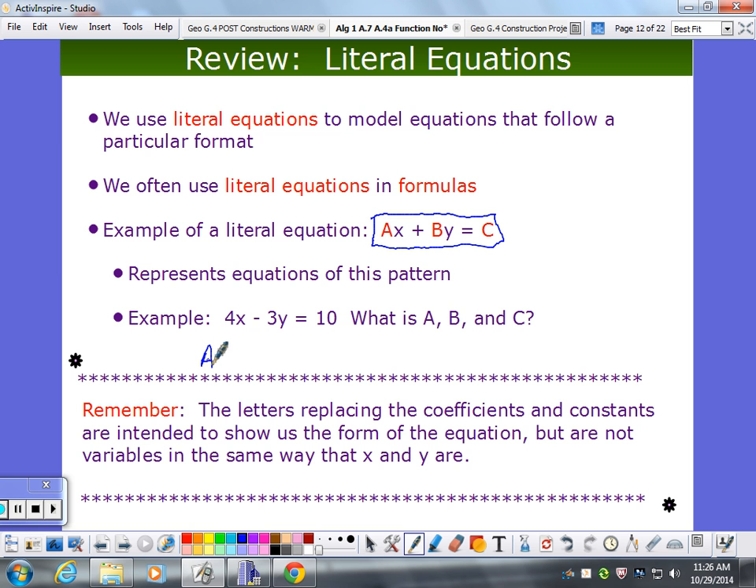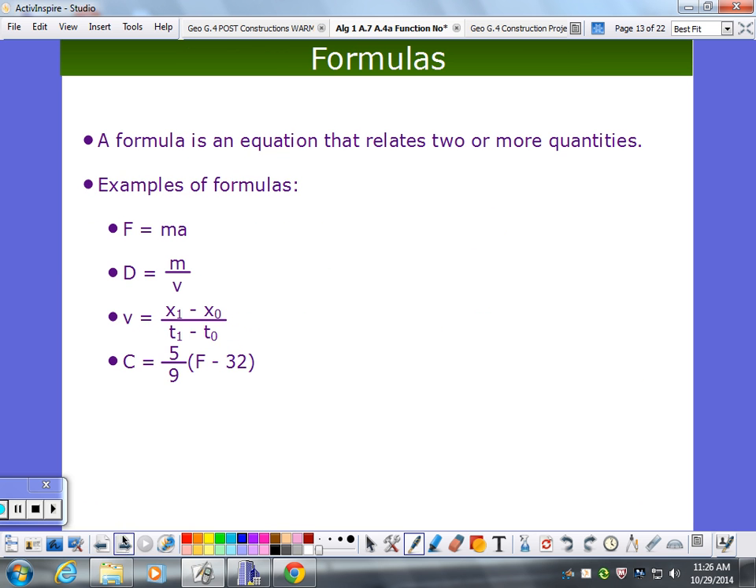So this one, your A is 4. What's my B? If AX plus BY equals C, I have a negative. What is it? Negative 3. And what's my C? 10, right? So these are literal equations. Think about formulas, right? We use those all the time. So here's some examples. Anybody 8th grade physics here? Remember my 8th graders? Did they give you that little triangle thing? Yeah. How does that work?